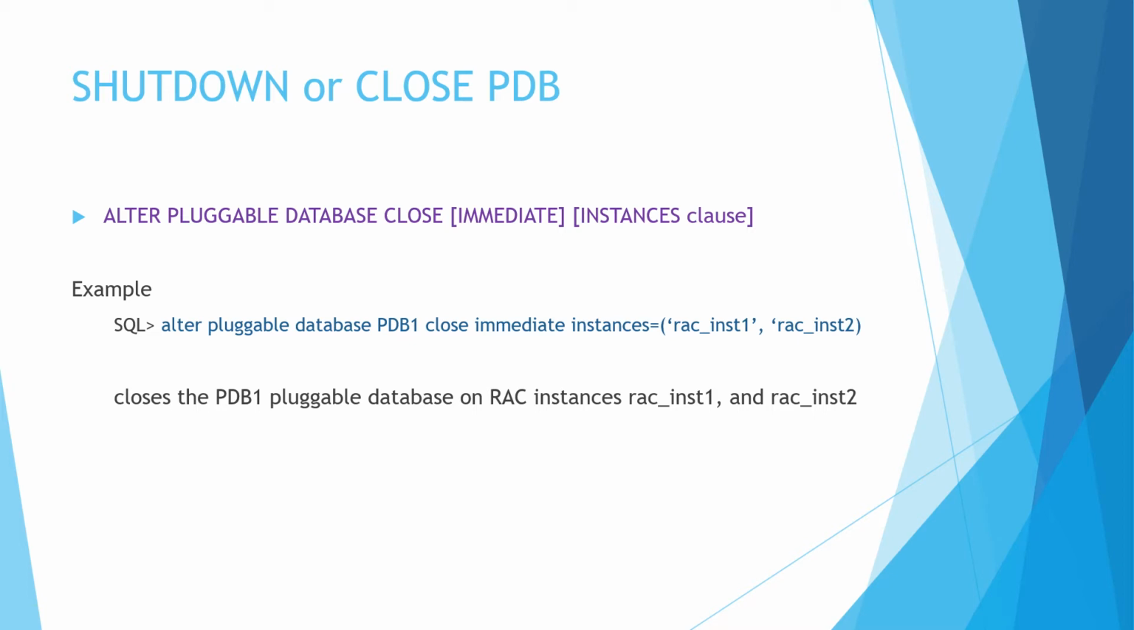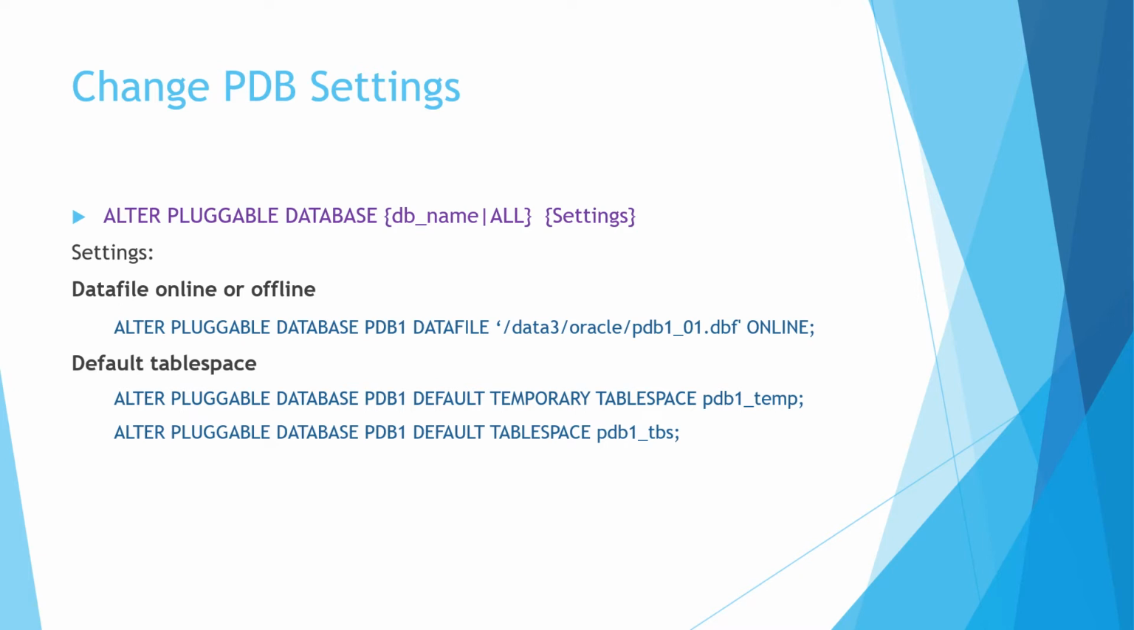Let's see how to change PDB settings. Many database settings can be changed using the alter pluggable database command. A data file can be brought online with the datafile online clause as shown. The statement alter pluggable database PDB1 datafile /data3/oracle/pdb1_01.dbf online will bring the data file online.